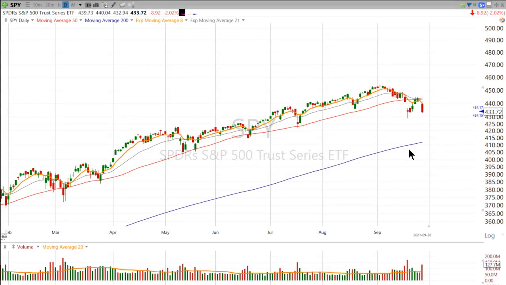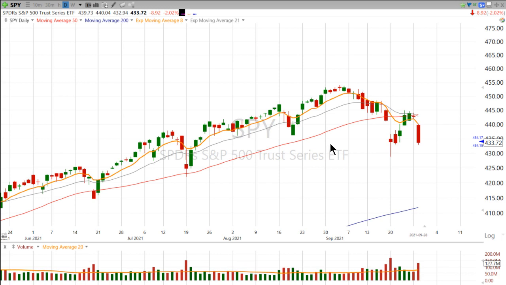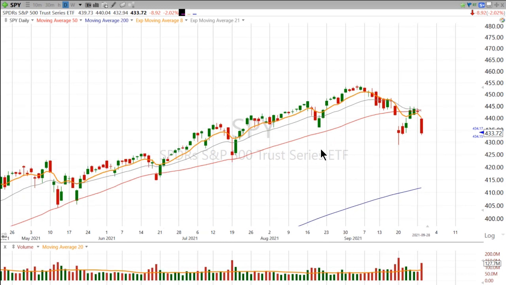I want to take a look at the overall market and give you some tips that help me stay on the right side of the trend, especially during times of uncertainty, seasonal weakness, and chop. One of the rules that I have as an active investor is to be light in terms of my exposure when the market, the SPY here, is under the red line. That's the 50-day moving average.